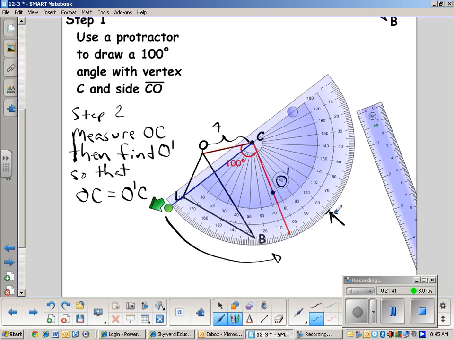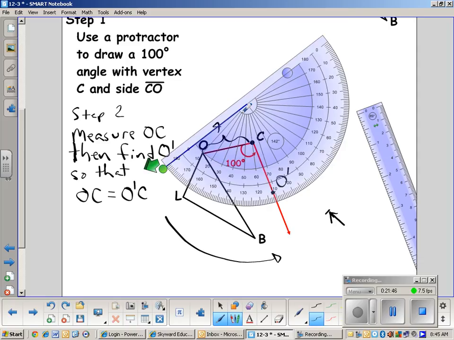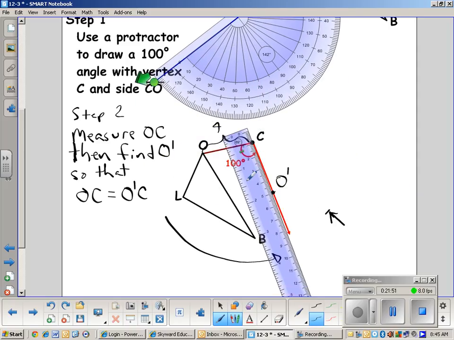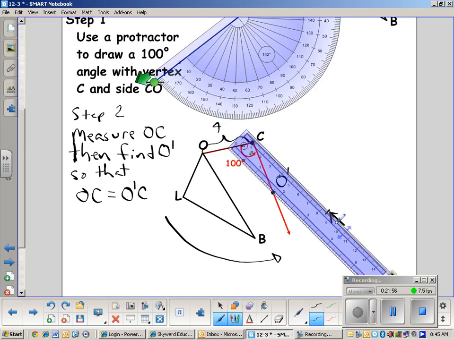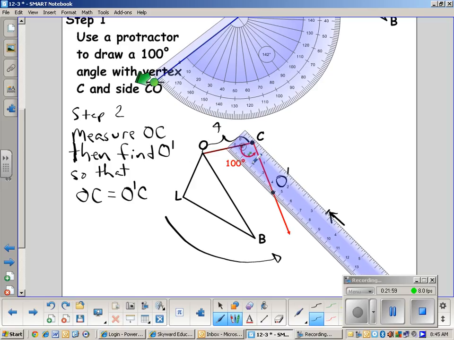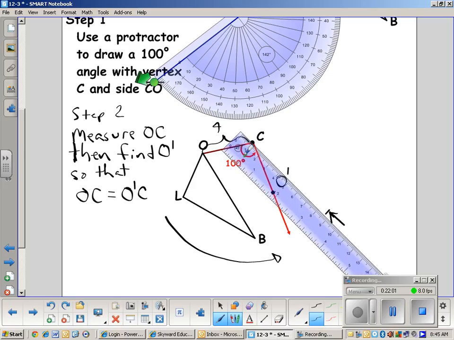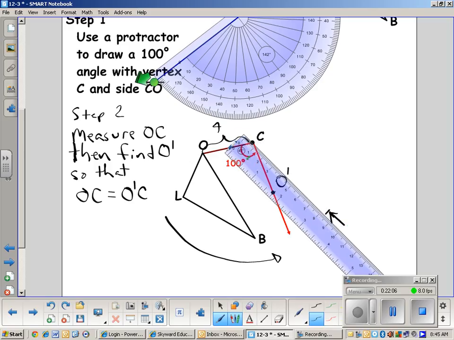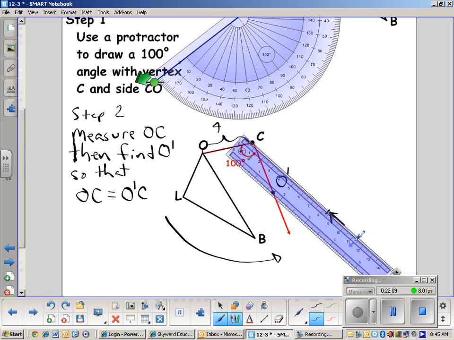Okay? So I want to draw a line from C through that point. And so I can take my ruler. I'm not measuring yet. Okay? And I'm just going to draw a line through there.